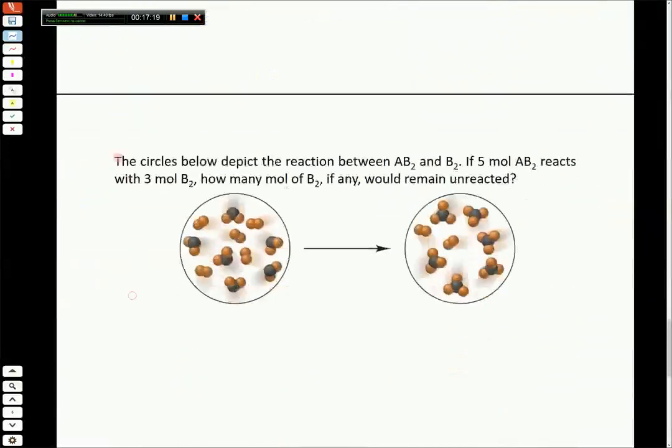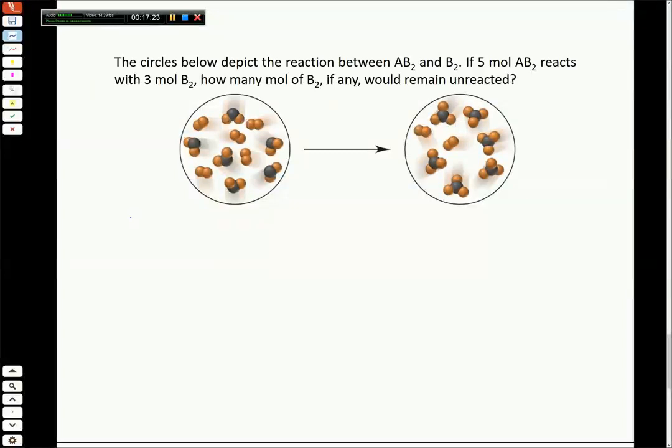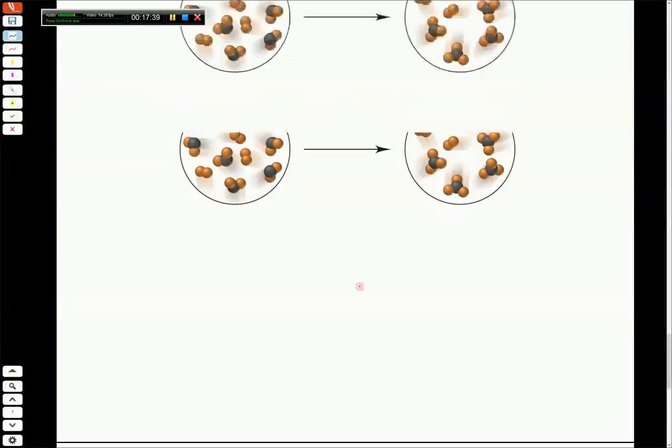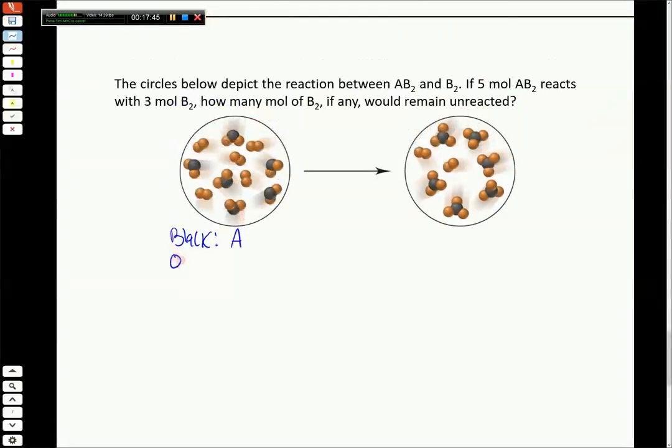Alright, so this next question here was sort of a conceptual problem, although a little bit numerical as well, so kind of a combination of two things. So we have the reaction between AB2 and B2. Now we're not told which is which, but based on that information, we look at the reactants over here. That means the black ones are A, and the orange ones are B.